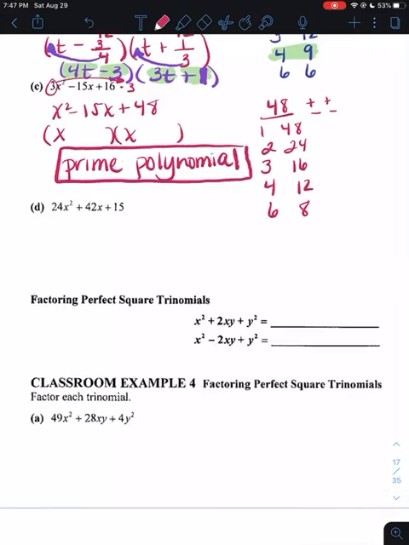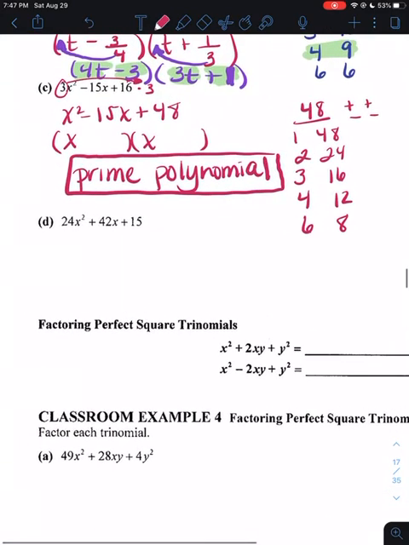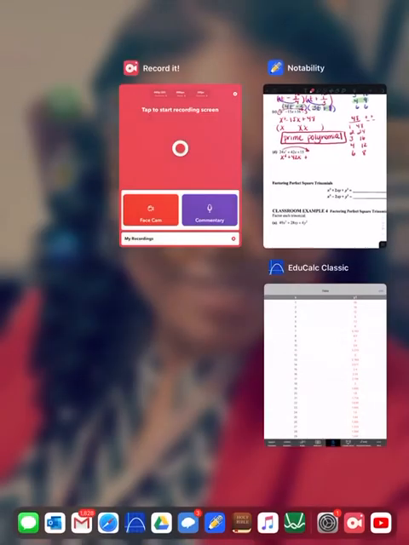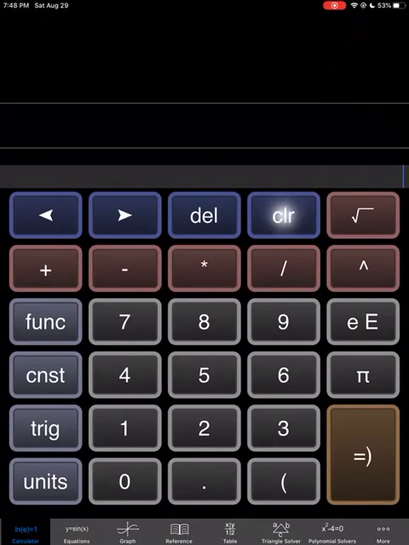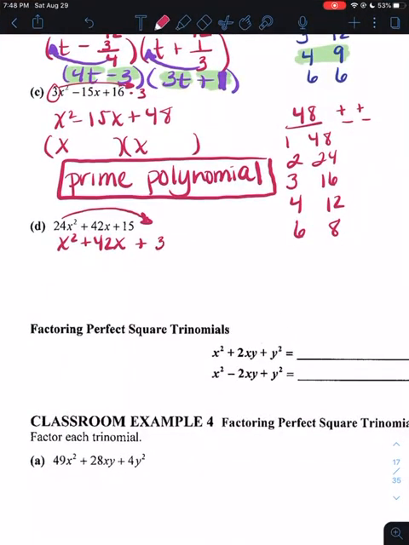So let's jump in and try part D. I'll do the same thing. I'm going to do my slide and divide. So this is x squared plus 42x. Move this 24 down here. This is going to be a big number. So 15 times 24. So let's see. 15 times 24 is 360. Since it's a positive 360, I need the same signs. They either have to be two positive numbers or two negative numbers, and I'll be adding them together.